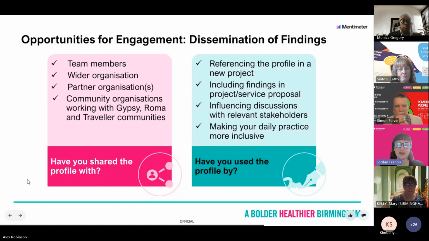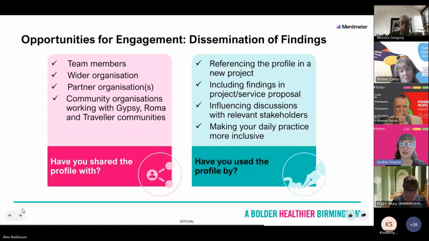How can we potentially use the findings in this? You could use the section of the report that you're interested in to reference in a new project, to look at having some of those findings in project services and proposals, to be an advocate for the communities, and influence decision making with relevant stakeholders to make sure that the decisions made are appropriate and relevant to these communities.